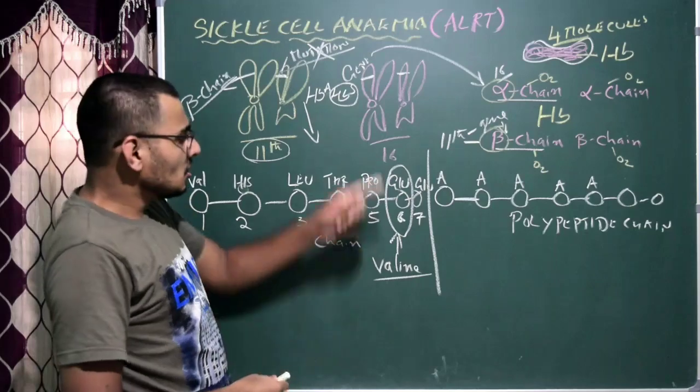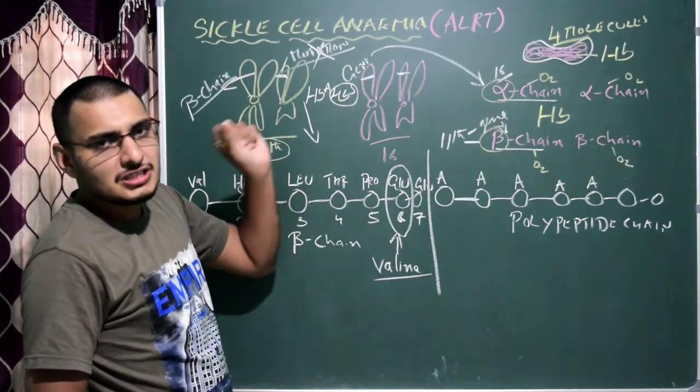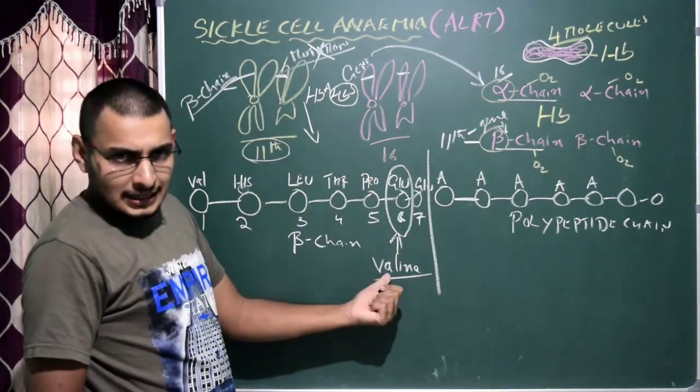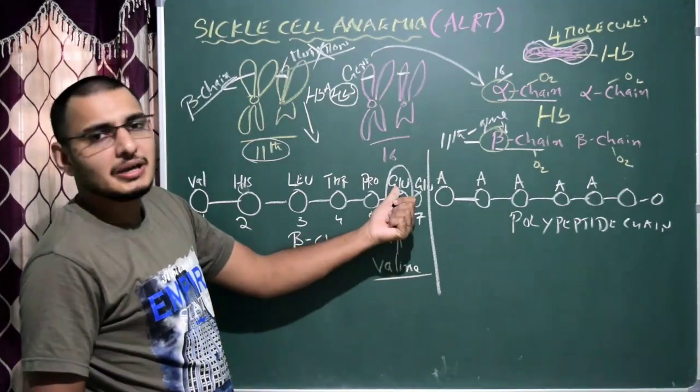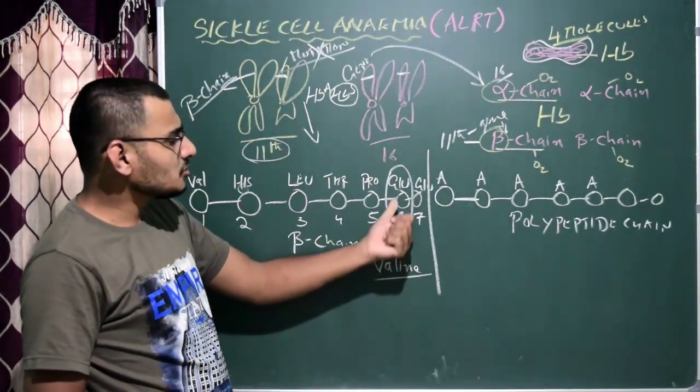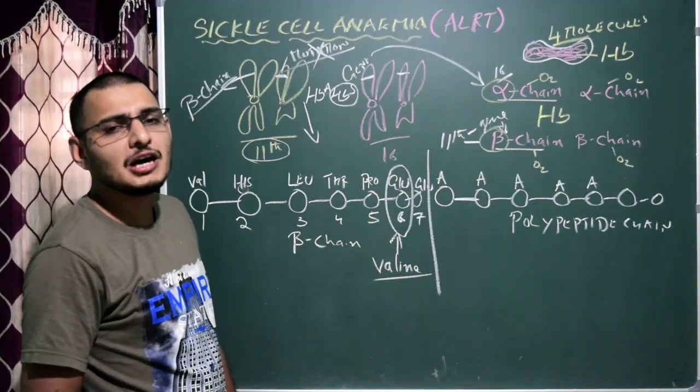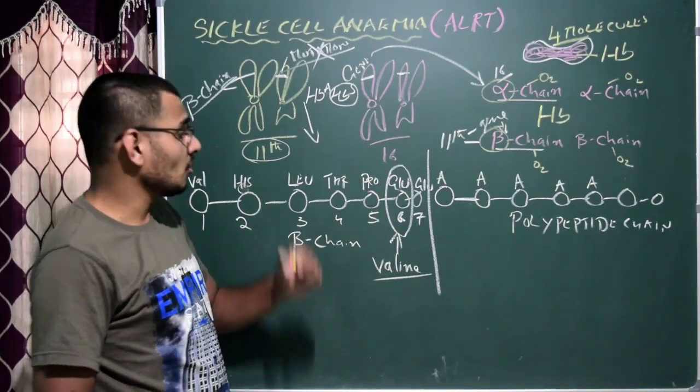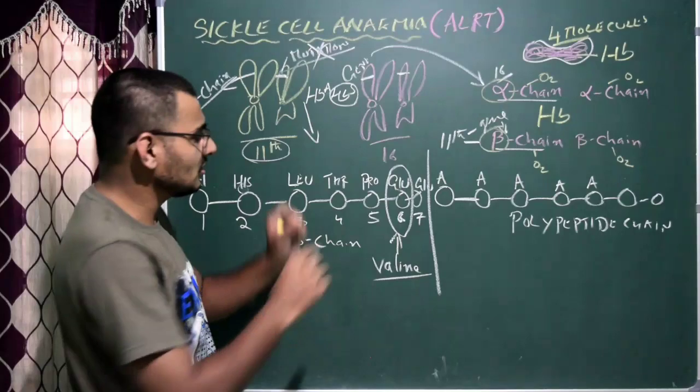It could be asked. So, what is the main reason for sickle cell anemia? The valine, which now replaces the glutamic acid, or valine substitutes glutamic acid in the beta globin chain of the hemoglobin. This is the thing to remember.